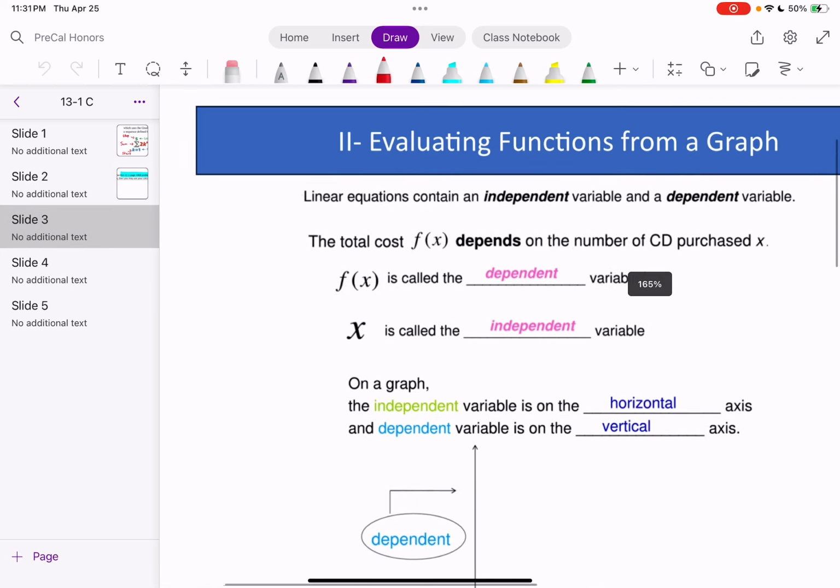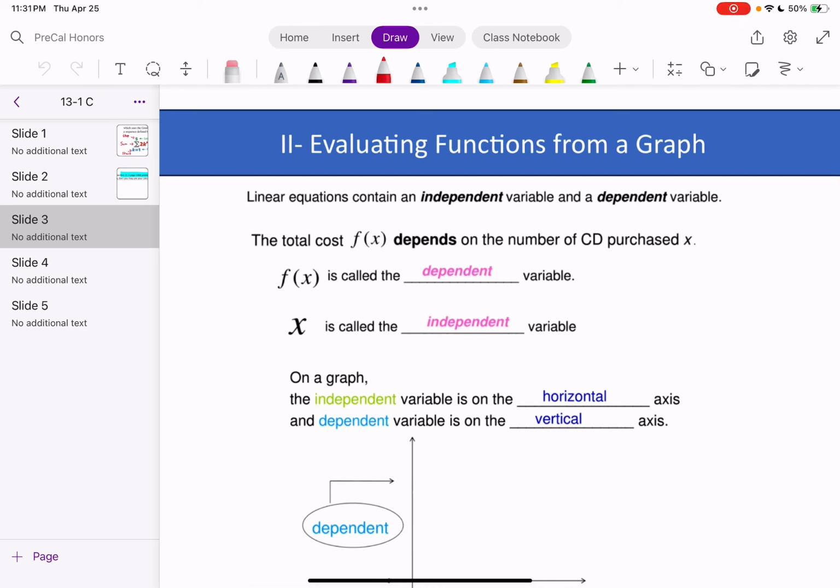For slide 3, we're going to be evaluating functions from a graph. The first thing to understand is the difference between dependent and independent. So, easiest way to kind of understand this would be: dependent is whenever something relies on something else. A great example, considering how it's April and taxes are going on, minors are dependent of their parents.